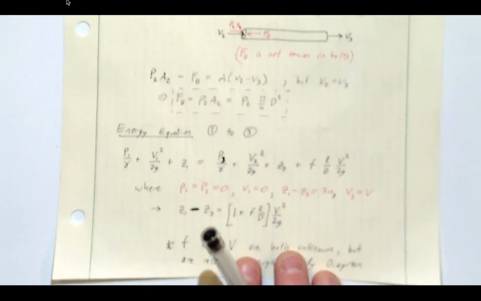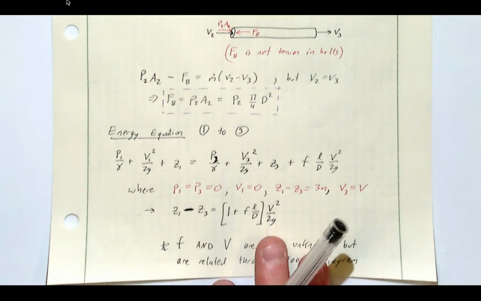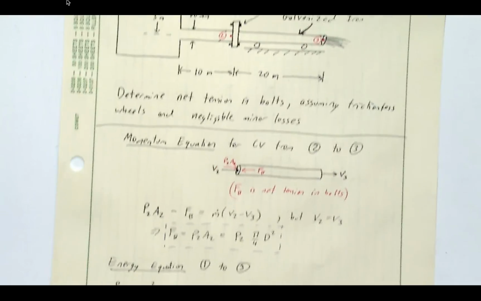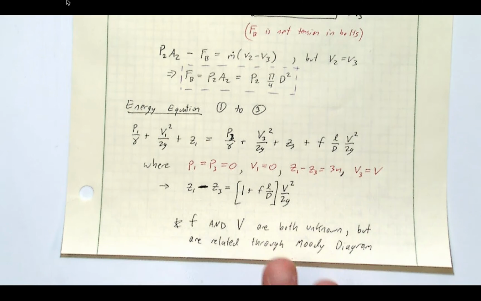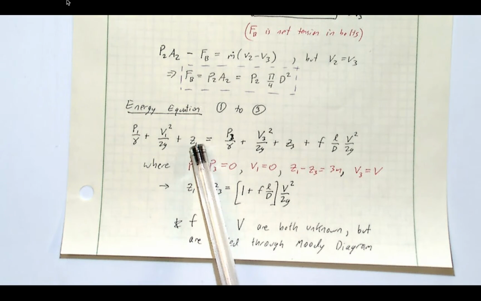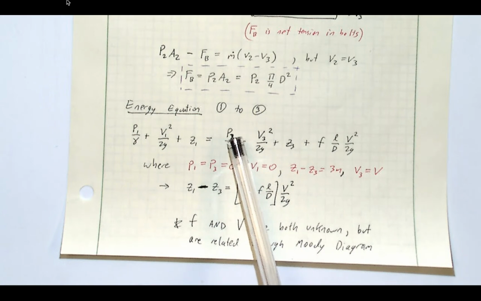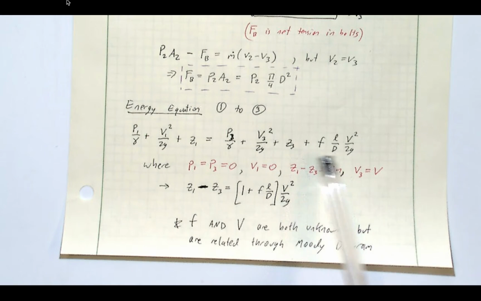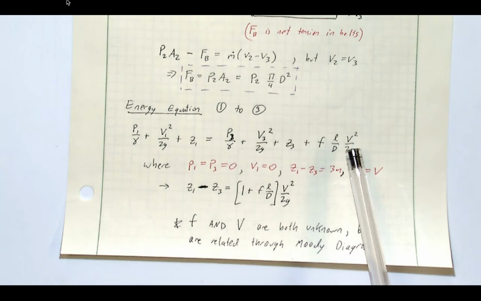All right, if we then do the energy equation from 1 to 3 to then relate our dynamical quantities there, we have the pressure head, the velocity head, and the elevation at 1 related to the pressure head, the velocity head, and the elevation at 3, plus the head loss at 3.